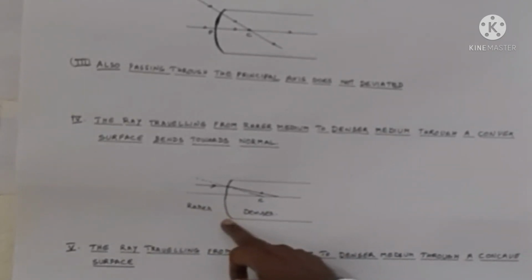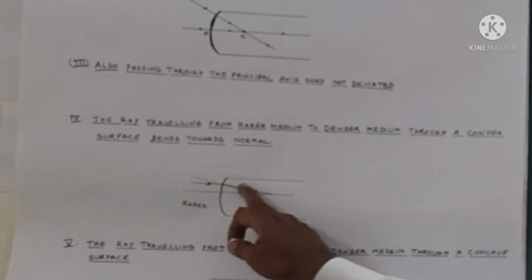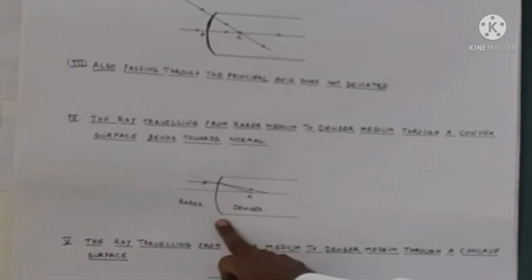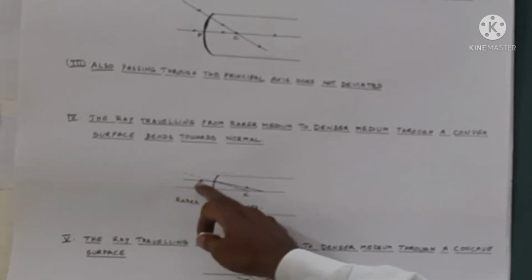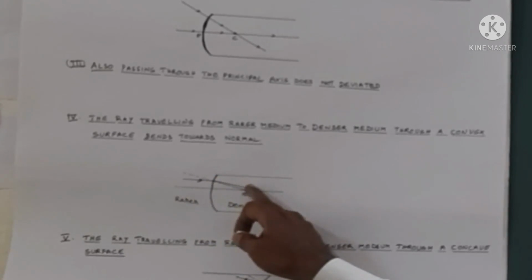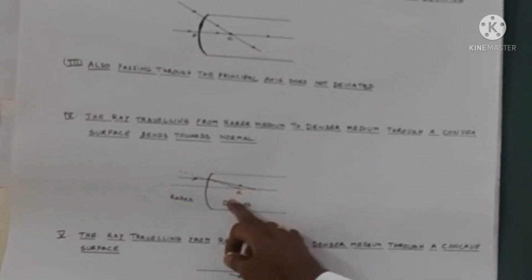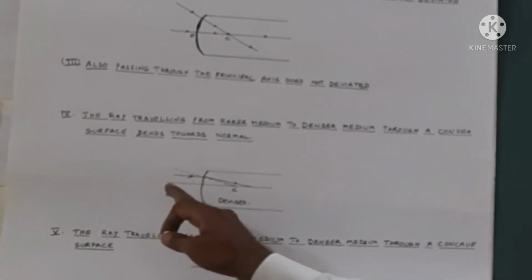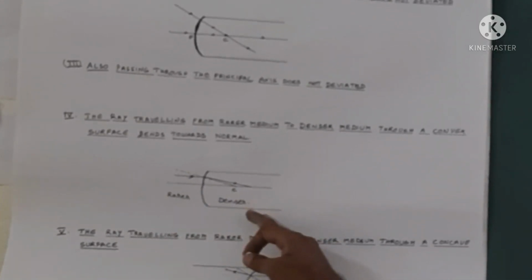It is a curved surface. A light ray, this is the principal axis. A light ray passing from rarer medium to denser medium, in the case of convex lens, convex surface, when it is entering from rarer medium to denser medium, it bends towards normal. When a light ray travels from rarer medium to denser medium, it bends towards normal.